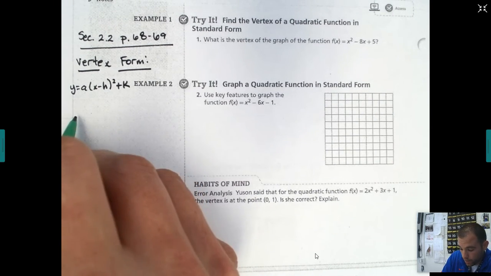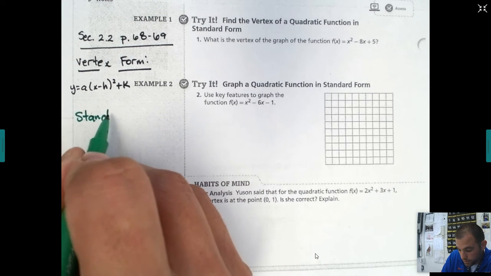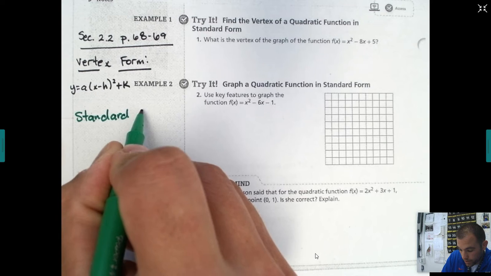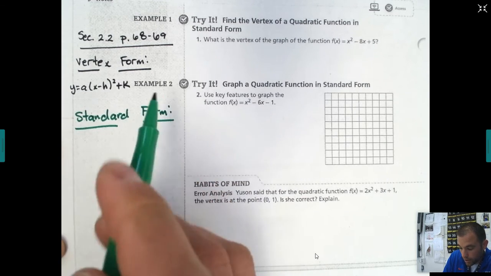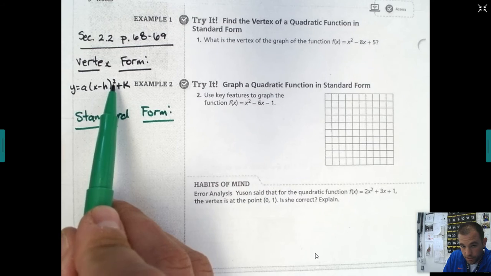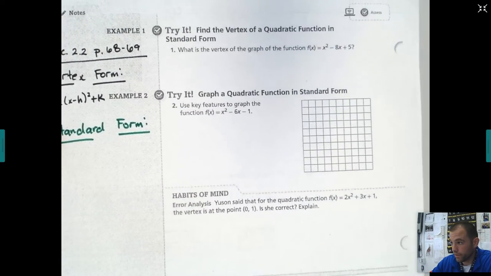Okay? Today, we are going to talk about what is called standard form. So it's just another way to write a quadratic. Right? And remember, a quadratic always has a square in it. So every problem that you see today is going to have a square in that thing. Okay?